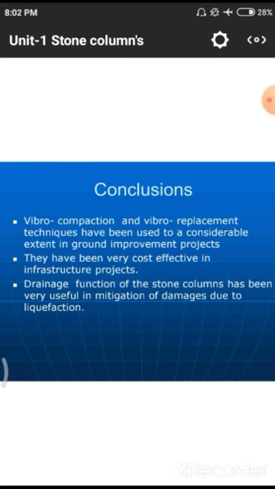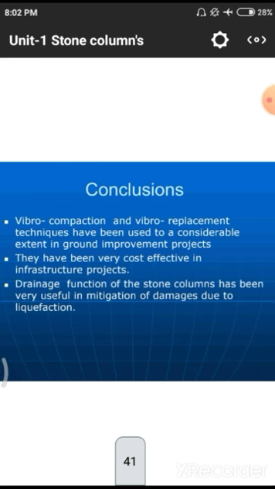Why? Because we are not using binding materials and other things. Simply we are using stones and some amount of loading capacity, so this is a cost effective process. The drainage function of the stone column has been very useful in mitigating the damages due to liquefaction. Liquefaction means whenever there is a huge amount of water in the structure, due to liquefaction there may be a huge amount of settlements. We need to arrest those settlements.